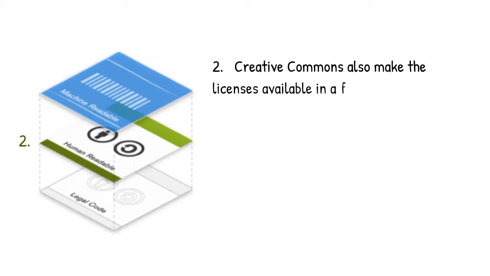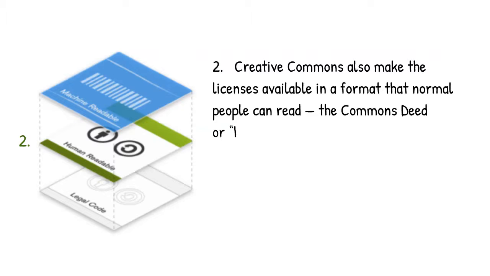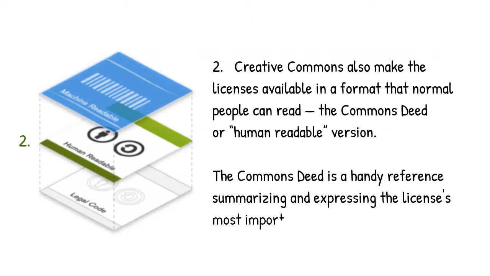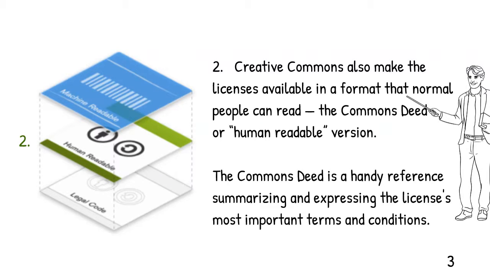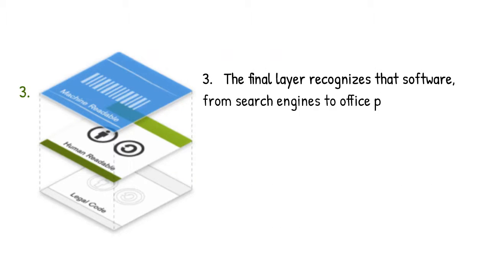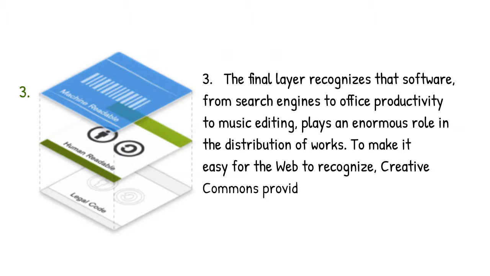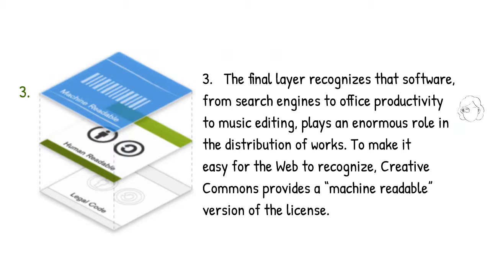Second, Creative Commons also makes the licenses available in a format that normal people can read, the Commons Deed or human-readable version. The Commons Deed is a handy reference summarizing and expressing the license's most important terms and conditions. Third, the final layer recognizes that software, from search engines to office productivity to music editing, plays an enormous role in the distribution of works. To make it easy for the web to recognize, Creative Commons provides a machine-readable version of the license.